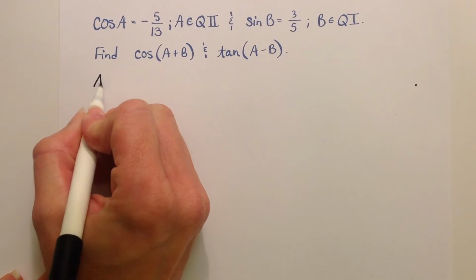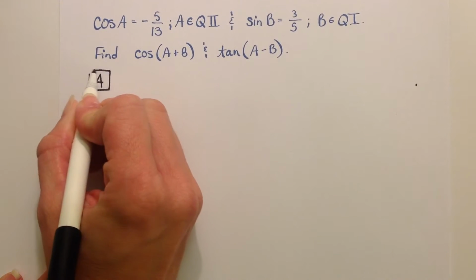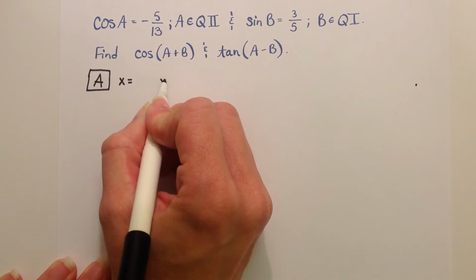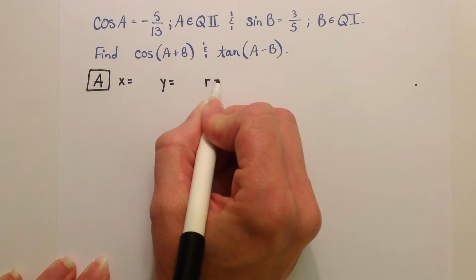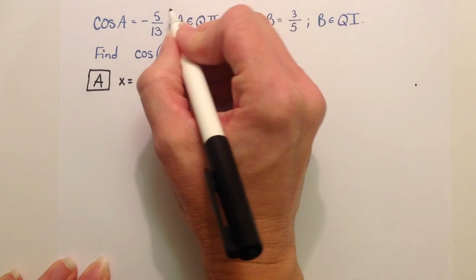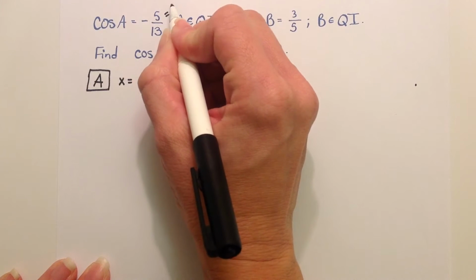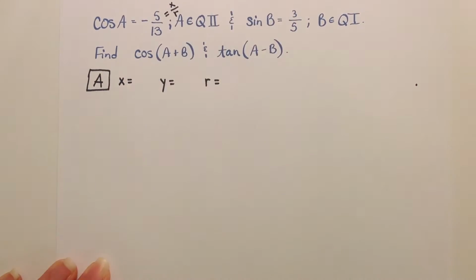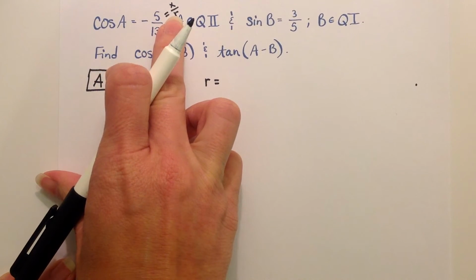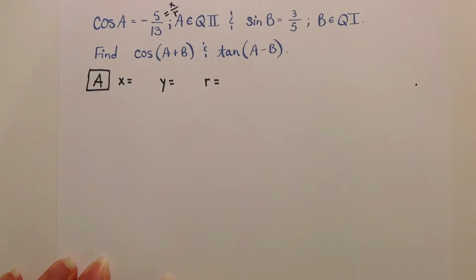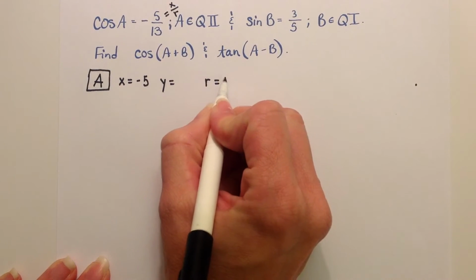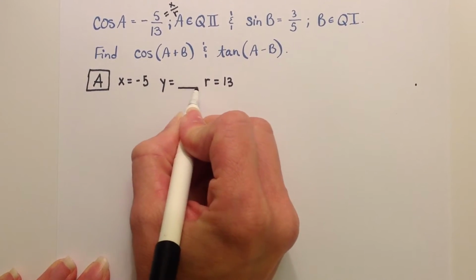All right, so let me just label here which angle we're working with. And I want you to determine X, Y, and R that pertains to angle A. Now, since you're given cosine, if you remember, cosine is equal to X over R. Now, I do have a negative value here, but if you remember, R can't ever be negative, so that means my negative sign is going to have to go with my X. So I'd have a negative 5 here. R is going to be the 13, which means I need to come up with Y.